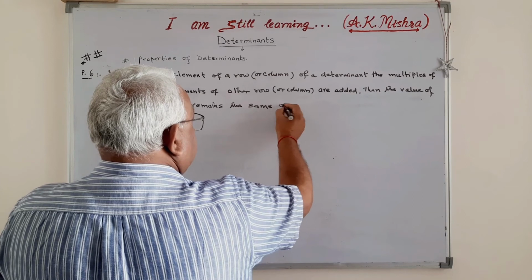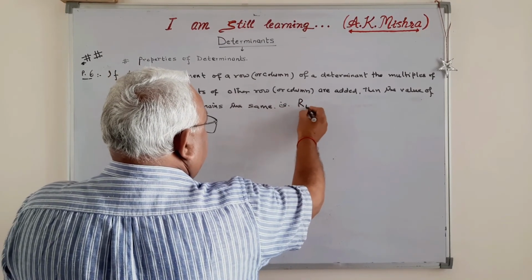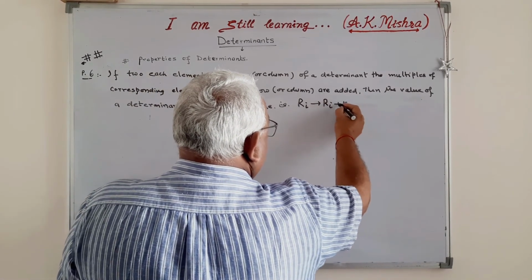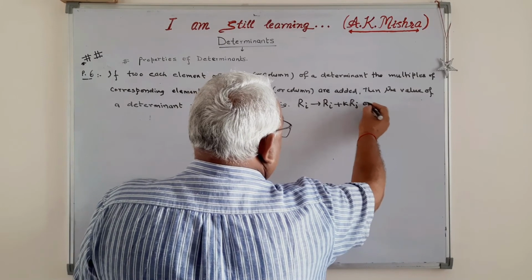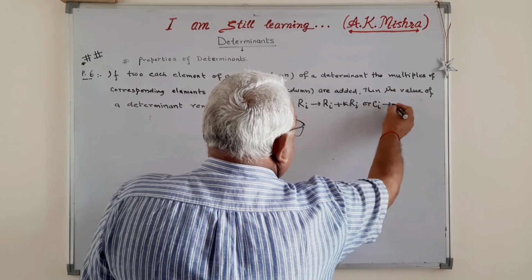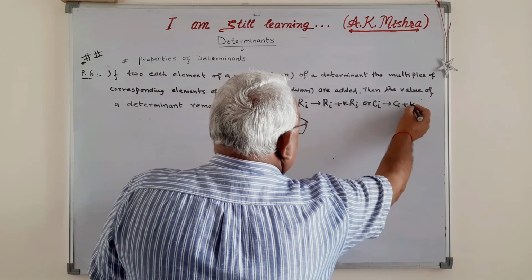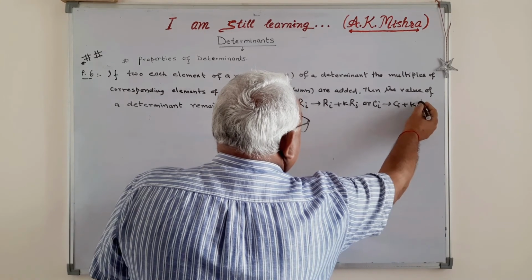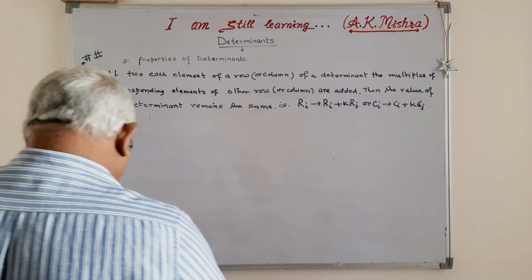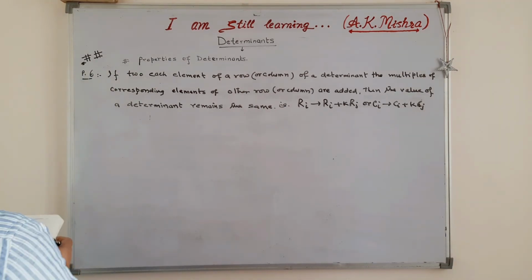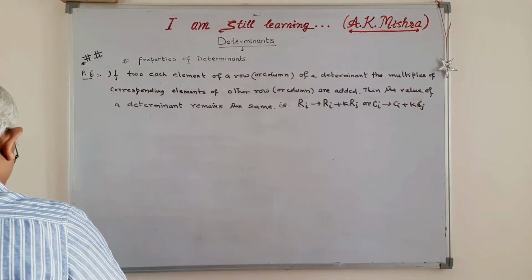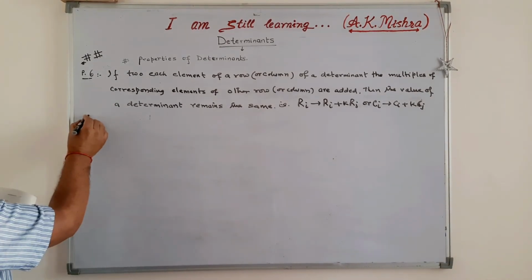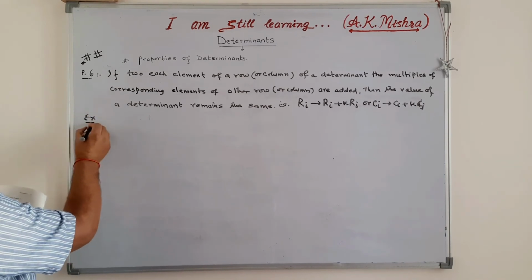That is, we are talking about Ri changing to Ri plus K times Rj, or Ci changing to Ci plus K times Cj. This is what we are talking about. Let us try to understand this by taking a simple example. Let us take an example.